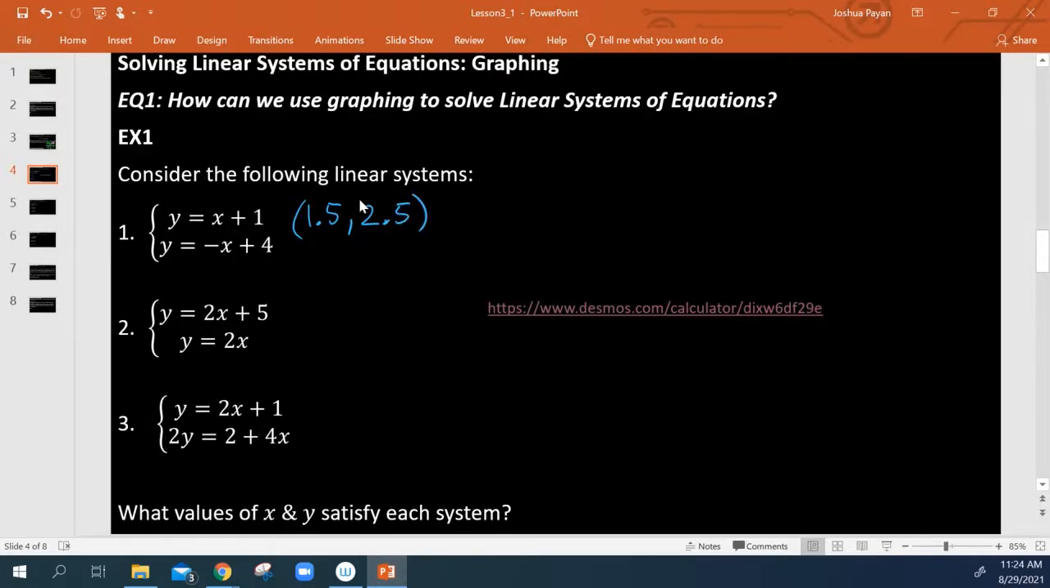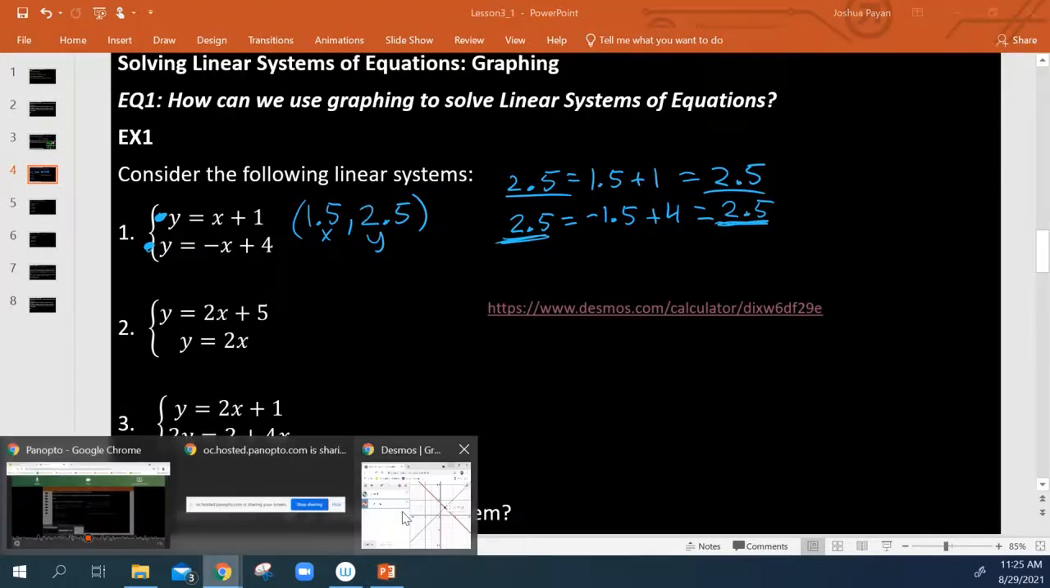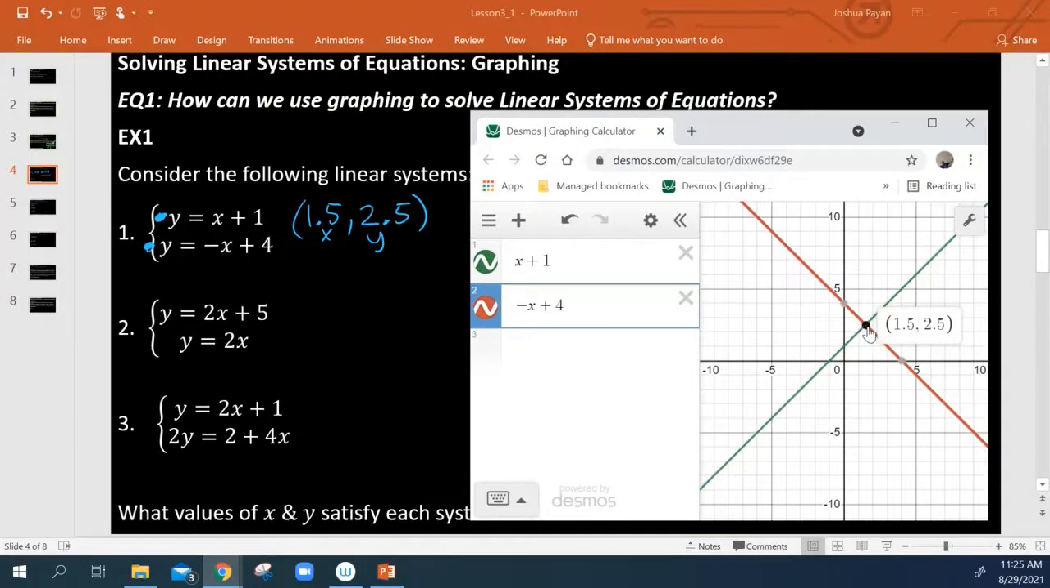And you're going to see what's going to happen. If I plug in for x and y, I'm going to do this one first. So 2.5 is equal to 1.5 plus 1. Well, obviously, that is 2.5. So it's true there. Well, let's try it here on this second one. 2.5 is equal to negative 1.5 plus 4, right? And we, of course, know that also to be 2.5. So again, we see it's true in both cases, which is why we see this point of intersection here.